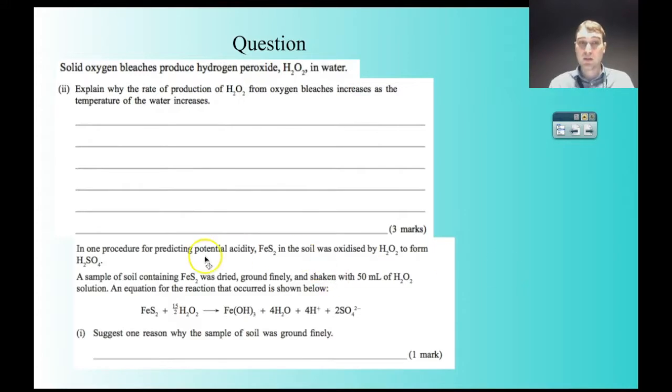So our second question, we're looking at detecting soil acidity by using hydrogen peroxide. A sample of soil containing iron sulfide is dried, ground finely and shaken with the hydrogen peroxide. Suggest one reason why the sample of soil was ground finely. So by grinding the soil finely, you're increasing the surface area of the soil, and that means the amount of surface area exposed to the hydrogen peroxide increases, and that will increase the reaction rate.